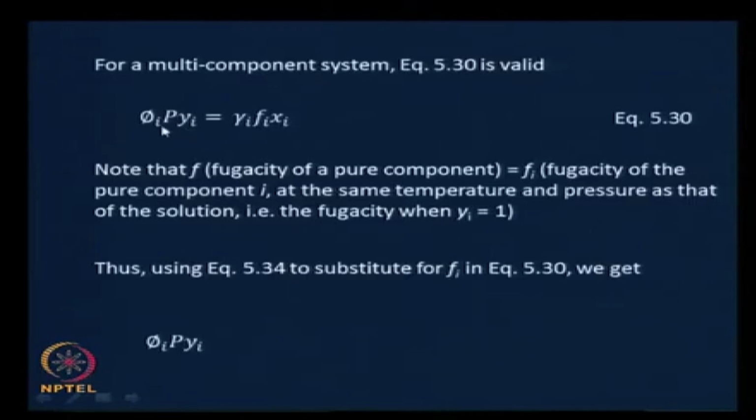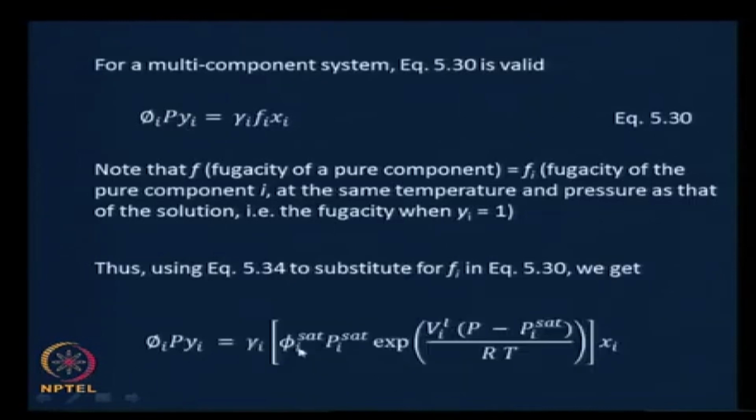phi I P y I, that is the left hand side, equals gamma I x I. Instead of F I, we are going to write phi I sat P I sat exponential of V I L into (P minus P I sat) divided by R T. We just substituted F I with the one that includes the Poynting factor here, which can further be written as phi I into P y I, the left hand side, equals gamma I P I sat x I.